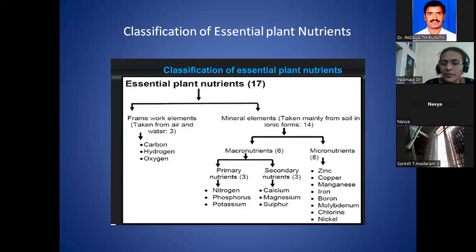And if the intake is less, they are considered as micronutrients. They are zinc, copper, manganese, iron, boron, molybdenum, chlorine, and nickel. These are the important micronutrients, and they are helpful for plant growth.